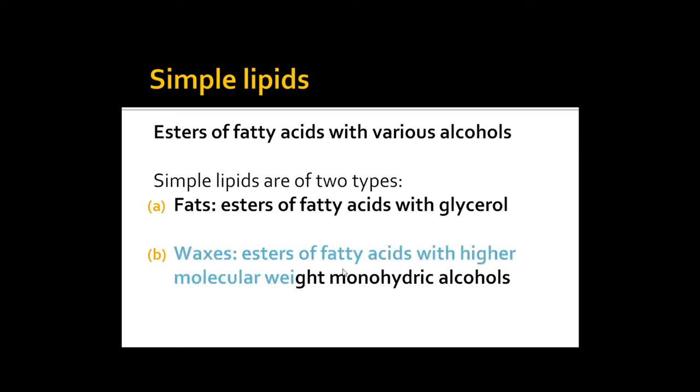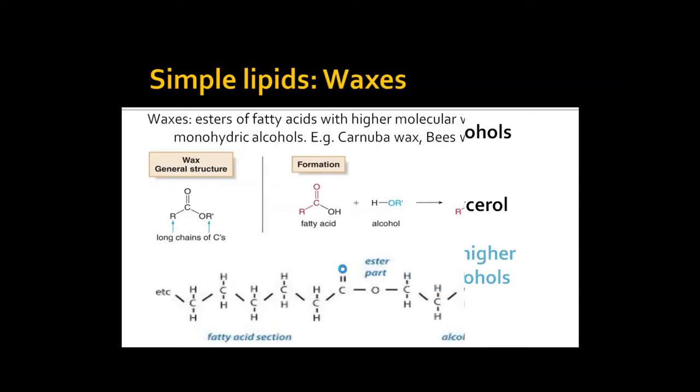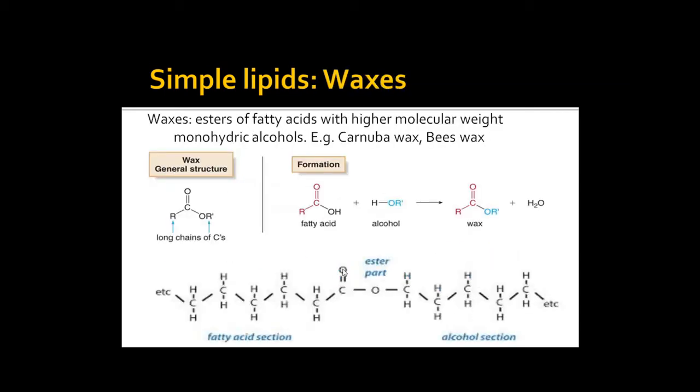The second category of simple lipids are waxes. These are esters of fatty acids with higher molecular weight monohydric alcohols. So over here, the alcohol is of higher molecular weight and not only glycerol. This is the general structure of wax. So in between is the ester bond. There is a long chain of alcohol and a long chain of fatty acid.